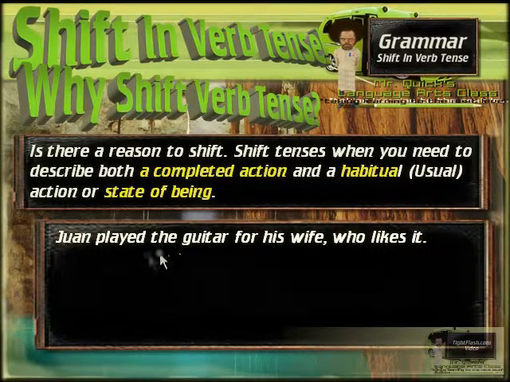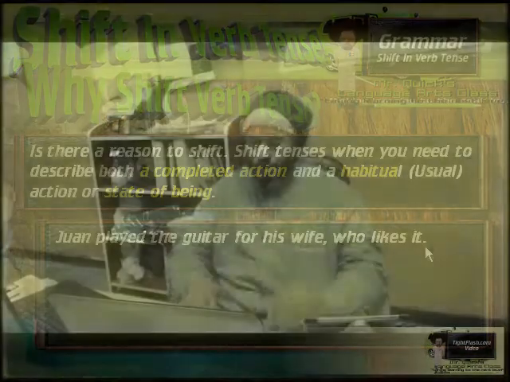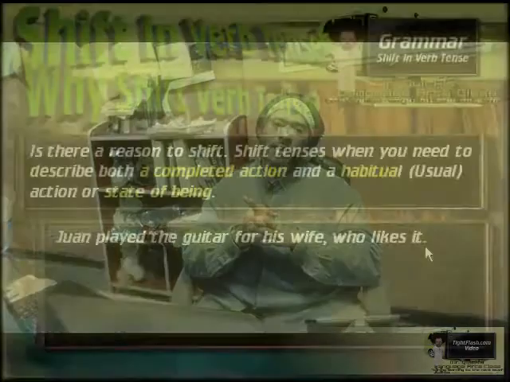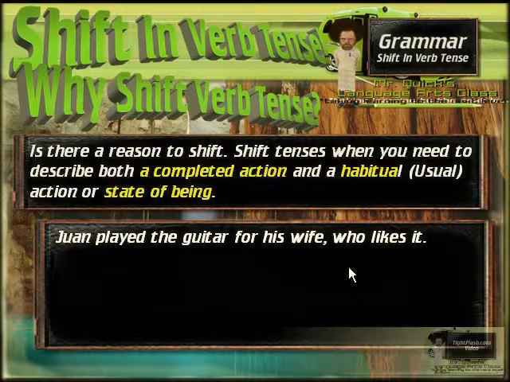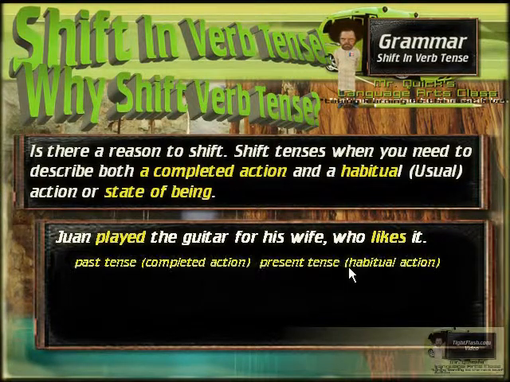So here we have a multi-clause sentence. Let's read it in its glory. Juan played the guitar for his wife, who likes it. So she likes the guitar playing. She likes it definitely when he plays it. And so therefore in this sentence, likes definitely becomes a habitual action. So the reason why we changed the verb tense here was to describe a habitual action, and the description here, of course, is in this clause.